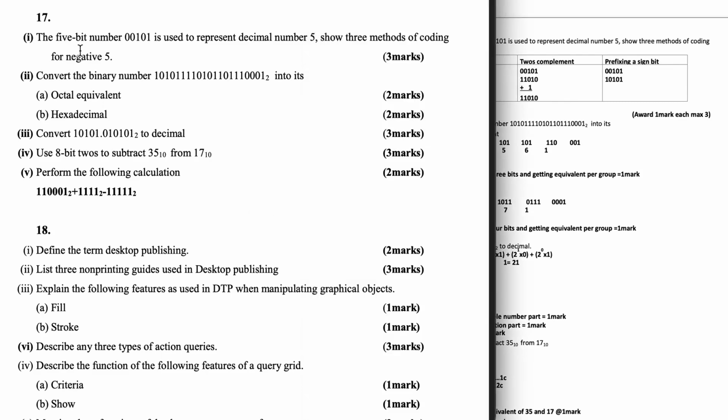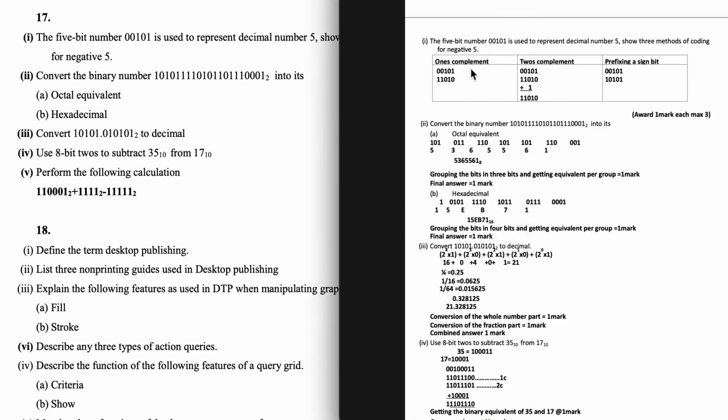Question 17. The 5-bit number is used to represent decimal number 5. Show 3 methods of coding for -5. 1's complement, 2's complement, and prefixing a sign bit.